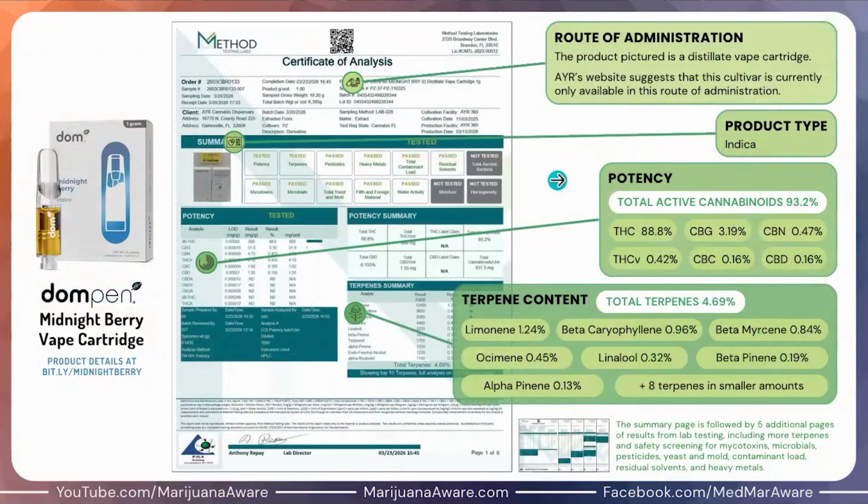So how do you read a product when you buy a product? If I went and bought, for example, a vape pen, that's Midnight Berry here from Air, you'll find that the route of administration is listed here. It's a vape product. It's an indica, which is nice to know. We know that the potency is 93.2%. That's indicated here. And this is actually a very potent product. This is a very good product to take a look at. It has a lot of CBG, CBN in it, THCV. Good product. The other thing we're looking at here is the terpene content, which again, the terpene content is 4.69%, and that's fairly high. You look at like a good quantity of limonene, beta-caryophyllene, that type of thing, and you're seeing that right in here.